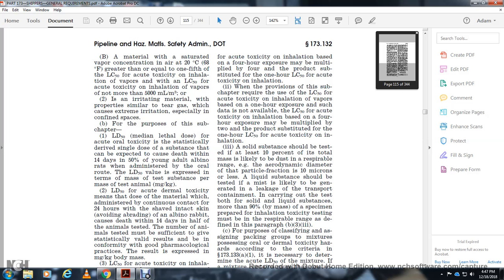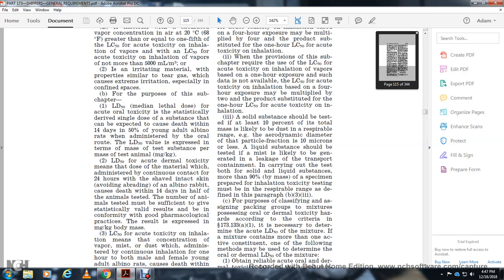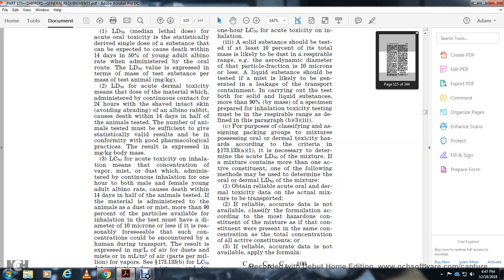The LD50 for acute dermal toxicity means the dose of the material which, administered by continuous contact for 24 hours with the shaved intact or abraded skin of albino rabbits, causes death within 14 days in half of the animals tested. The number of animals tested must be sufficient to give a statistically valid result and be in conformity with good pharmacological practices. The result is expressed in milligrams per kilogram of body weight.